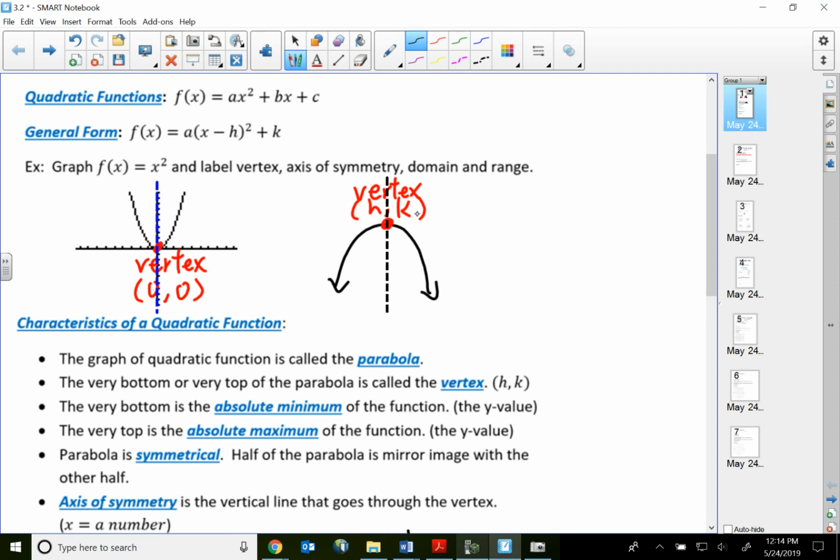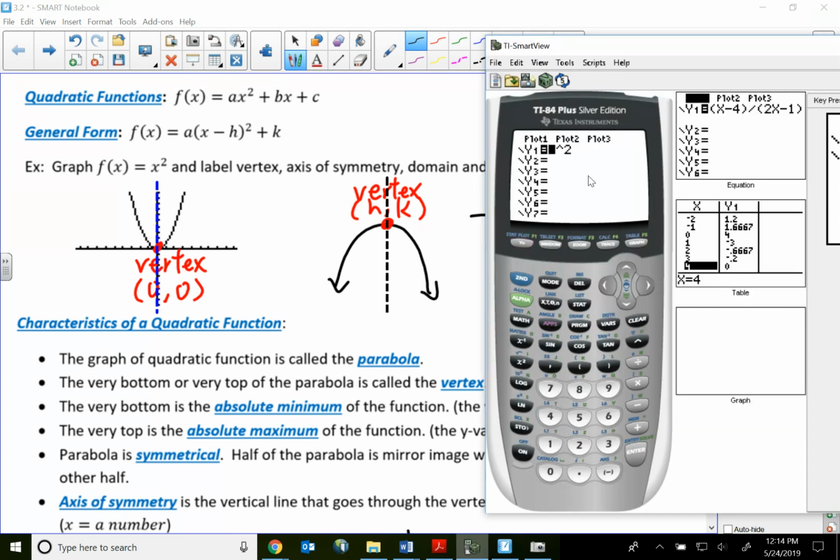Any parabola that opens downward will have a negative x squared. If I come over here and simply insert a negative sign in front of my x squared, then this parabola will actually open downward, just like that. All right, let me go back and delete that.